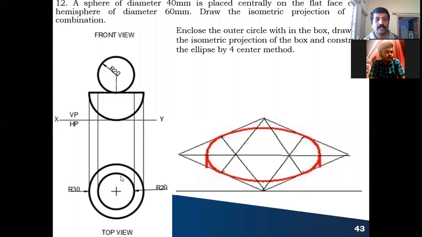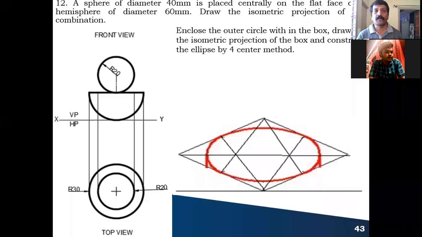So first draw XY line, below that. The hemisphere diameter he has given. What is the hemisphere diameter? 60 millimeter. The hemisphere cut section, half section. Even if you see from the top, it looks like a circle only, even the hemisphere. So you can draw a circle of radius 30 millimeter, the outer circle. So your hemisphere looks like a circle in the top view.